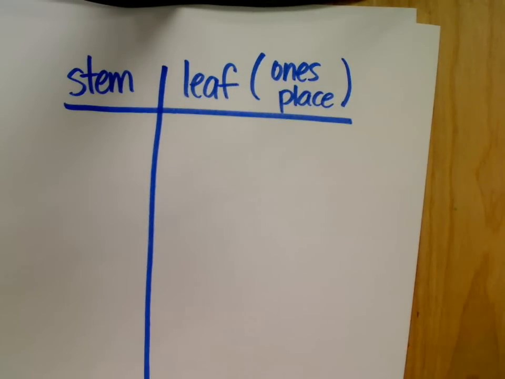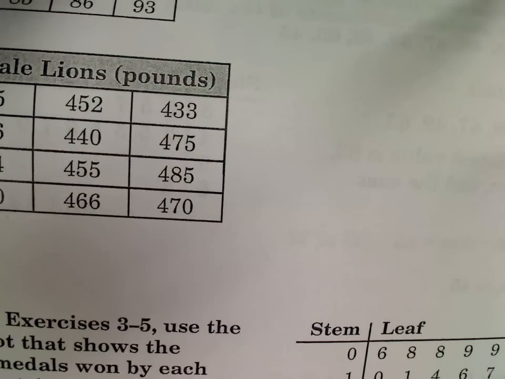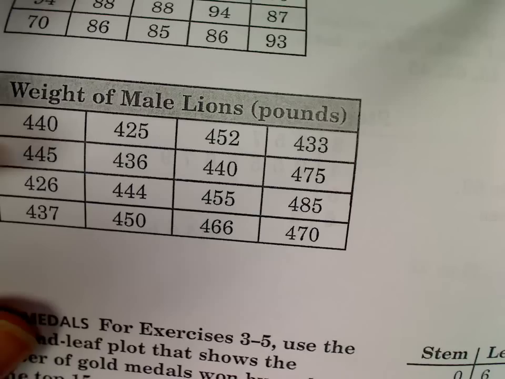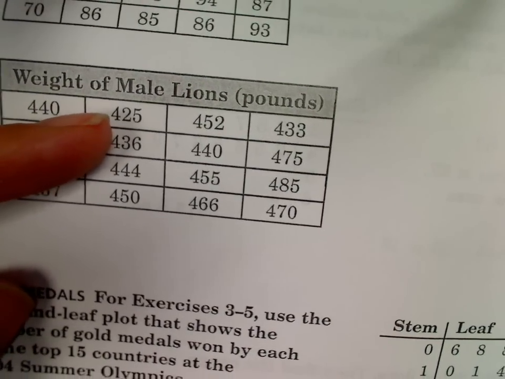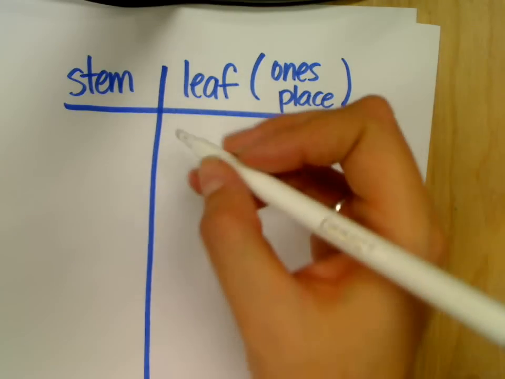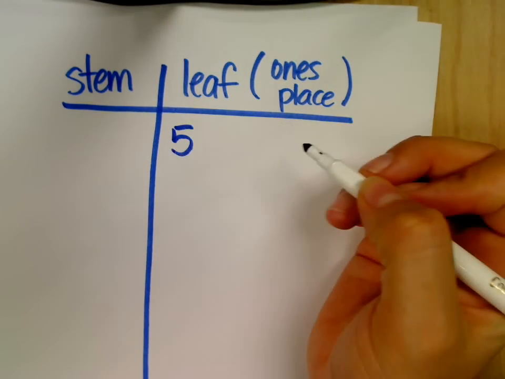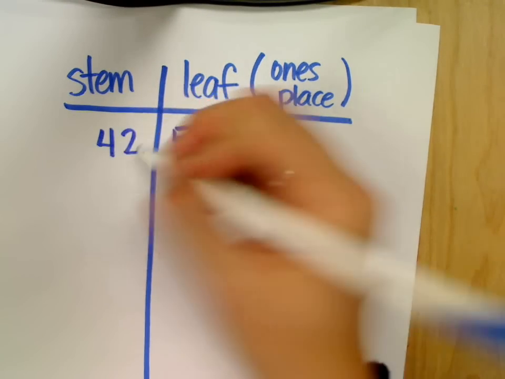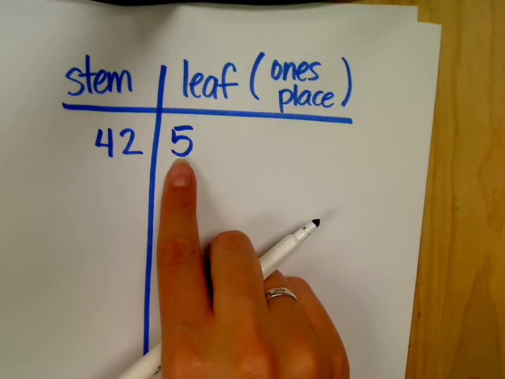So first let's pick out my smallest number. In this list, let's see, my smallest number. I think 425, you're right. 425 is right here. And then my next one is 426. So for the number 425, my ones place is a 5. Is that correct? So that means my stem has to be 42. 42 with this line and the 5 means 425.